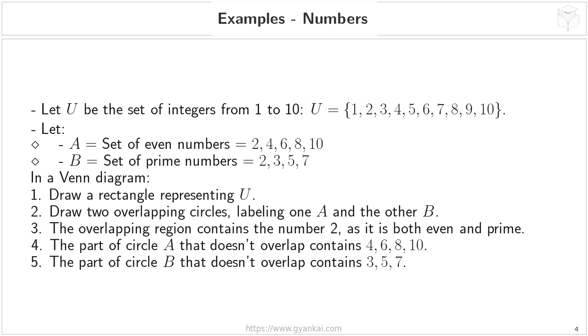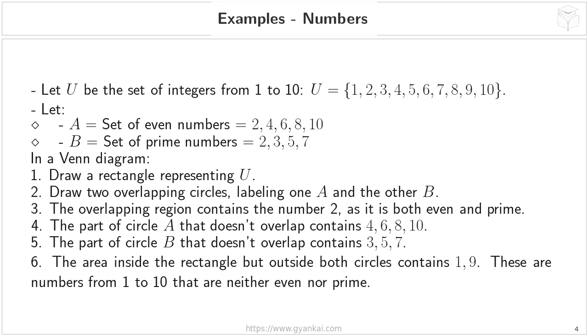Step 5. Similarly, the part of circle B that doesn't overlap with A represents the prime numbers that are not even. Those numbers are 3, 5, and 7. Finally, step 6. What about the area inside the rectangle but outside both circles?